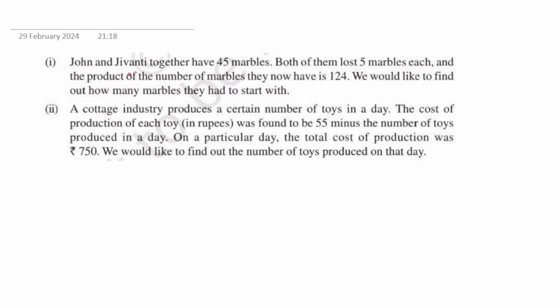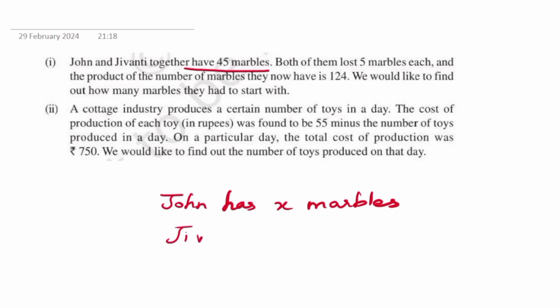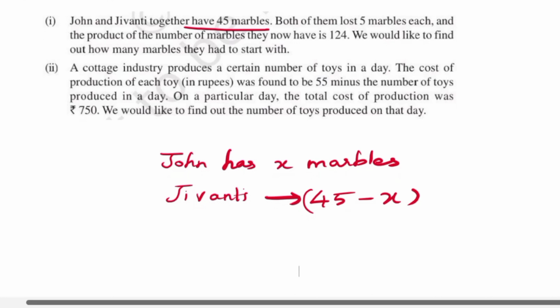So John and Jivanti, two persons, are having a total of 45 marbles. Suppose John has X marbles. If John is having X marbles, how many marbles will Jivanti have? Totally there are 45 marbles, and among that X marbles is with John. So Jivanti will have 45 minus X marbles, right? So you got it? What is the next condition?